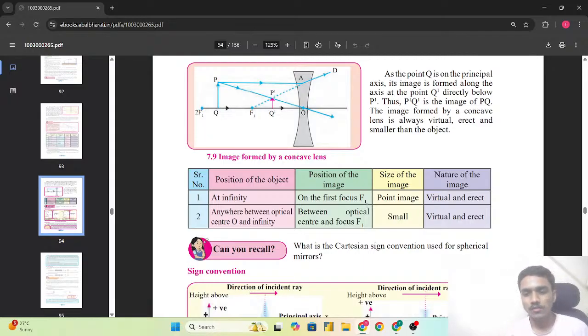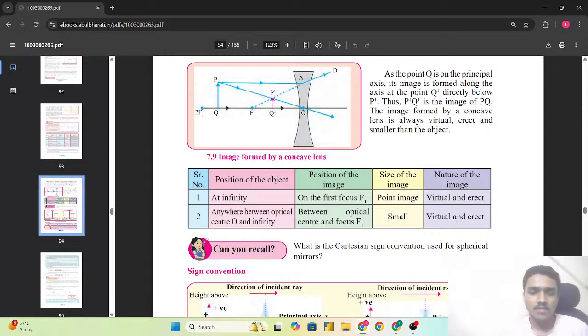See, one thing we can keep in mind is that the image formed by the concave lenses will always be virtual and erect. So the nature of the image will be constant, while the position of the image will depend on the position of the object which is placed. So if the object is placed at infinity, the image position will be at the focus F1. Size of the image will be a point image.